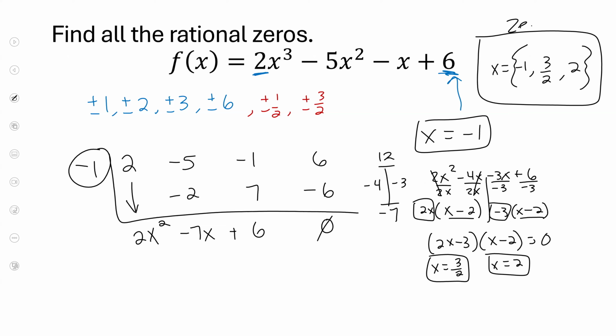These are my zeros. So if you wanted to graph it, you have an x-intercept at -1, an x-intercept at 3/2, and an x-intercept at 2. And it should look like this, with your y-intercept at (0, 6), because your constant is 6. So that's your y-intercept right there.